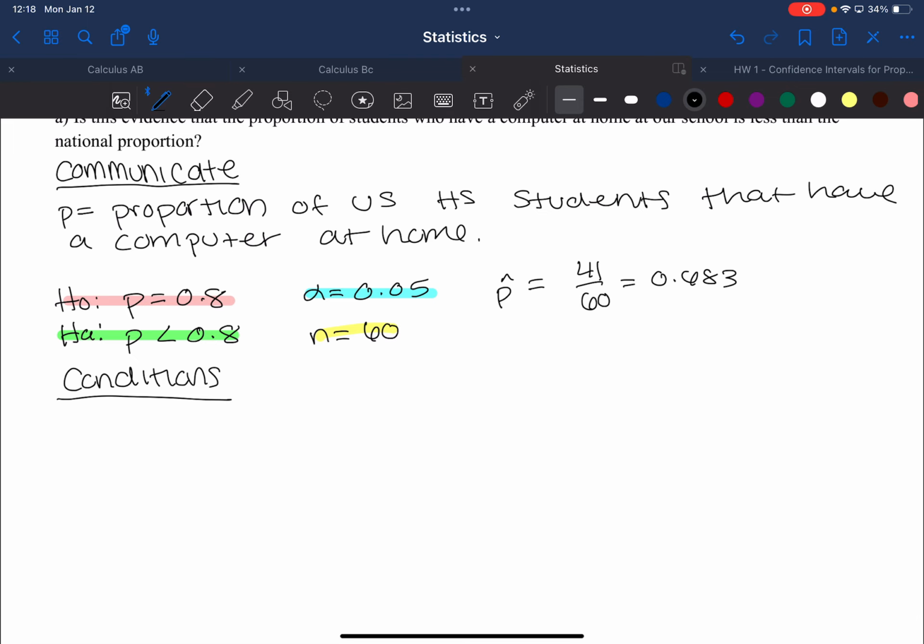Group 7, what are our 3 conditions that we're trying to prove? Random, independent, and normal. We write those. Okay, you have to write them down. It is not enough for you to say 10% condition, large counts condition, etc.